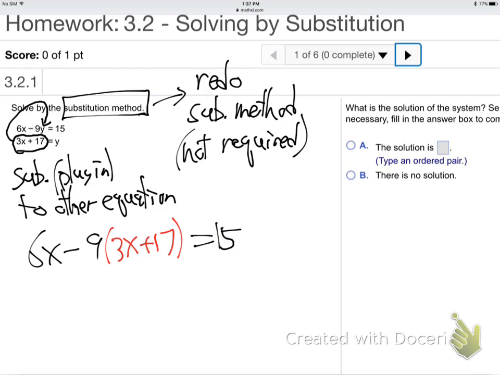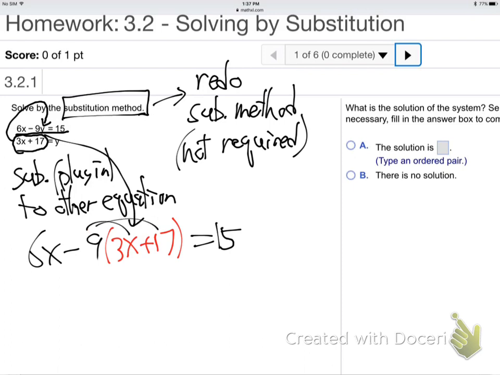Everybody see what happened there? I just took this equation, 6x minus 9y is 15, and in the place of y, I put 3x plus 17, because y is 3x plus 17. So this is another method.